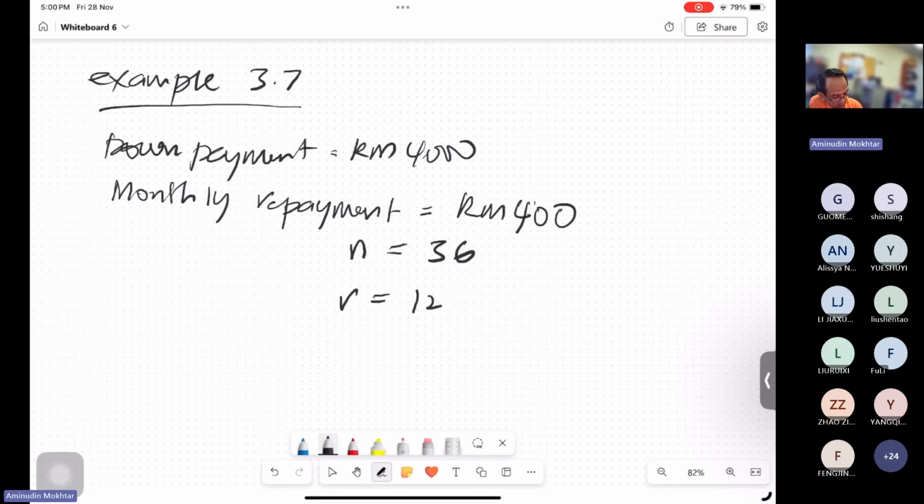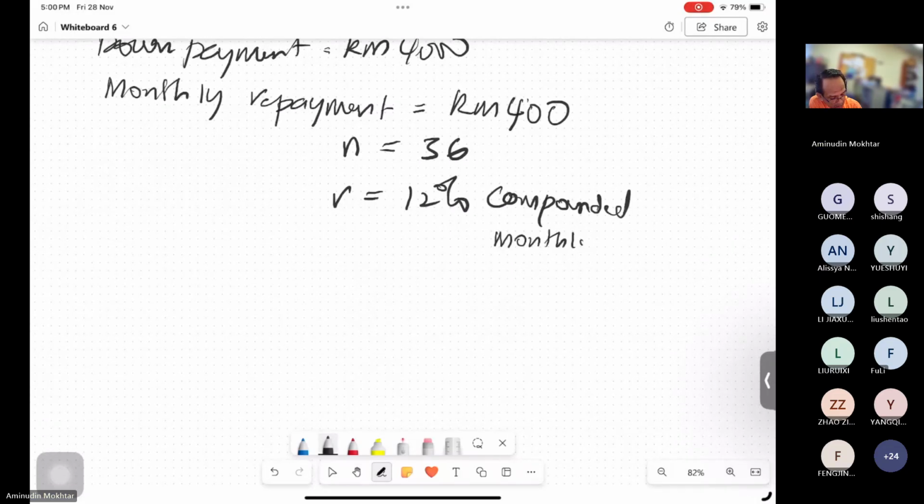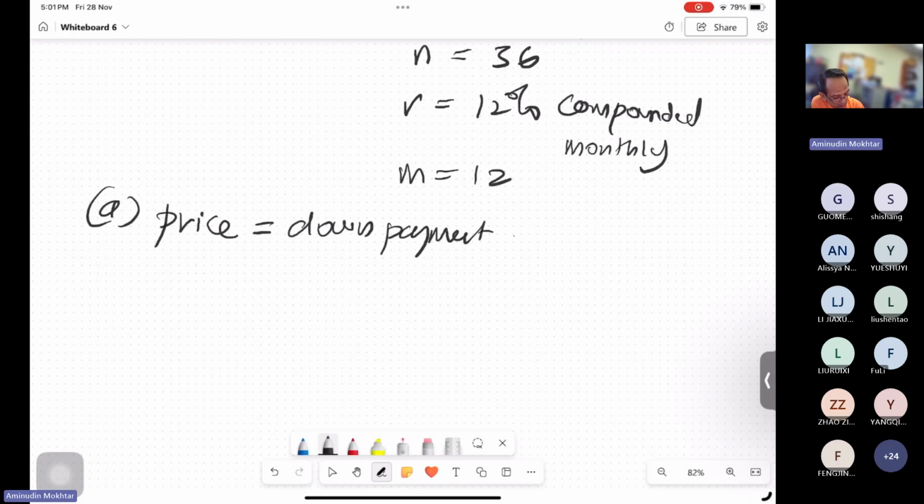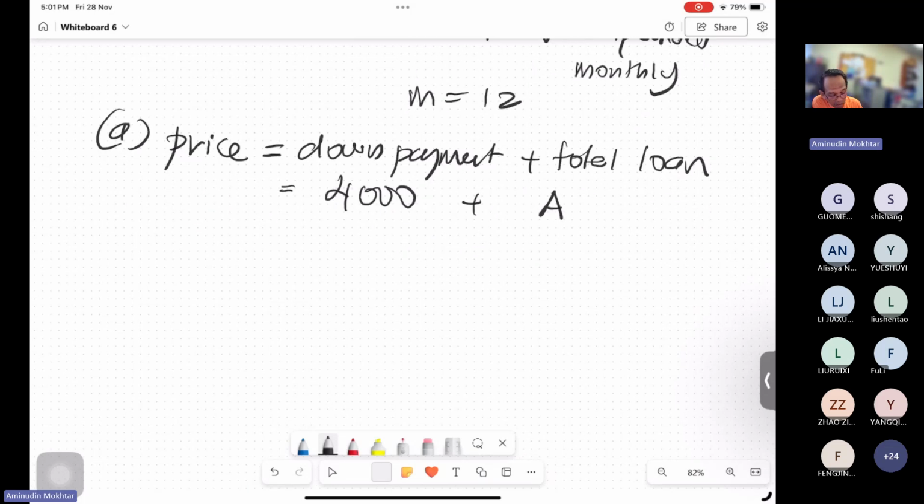The interest rate is 12% compounded monthly. So M equals 12. So what is the original price? The original price, again, the price of the car equals the down payment plus the total loan. So the down payment is 4,000. So what is the total loan? The total loan is A in the formula. Okay, now you can refer to formula 3.2. Formula A, the present value of an annuity.